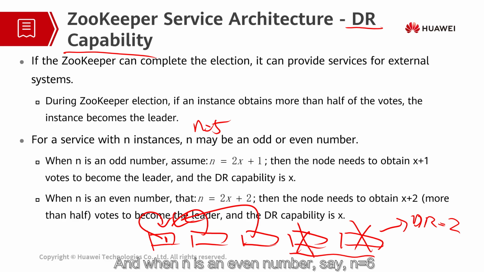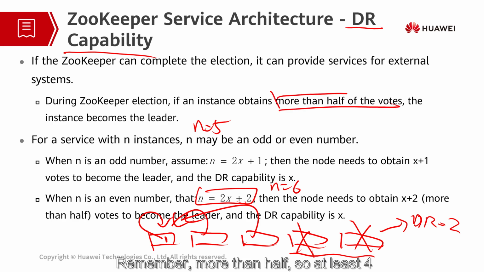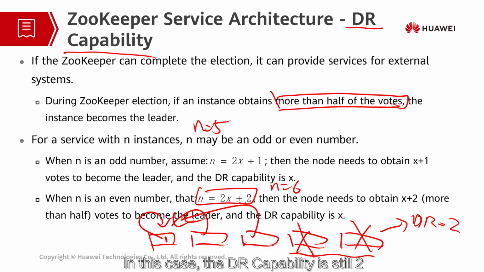And when n is an even number, suppose that n equals 6, then how many votes at least for a leader? Remember, more than half, so at least 4. In this case, suppose that 4 servers vote for the same leader, and the opinion from the remaining 2 is again not so important. In this case, the DR capacity is still 2.